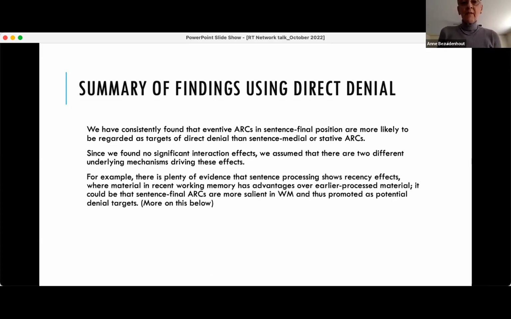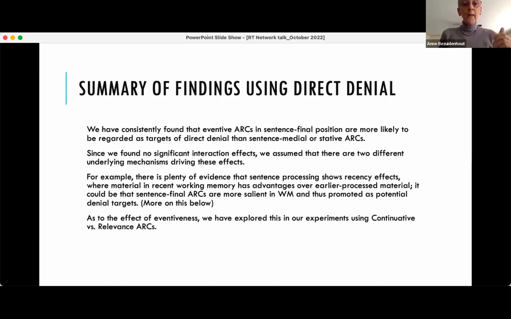So, for example, there's plenty of evidence that sentence processing shows recency effects, where material that's in recent working memory has advantages over earlier processed material. So it could just be that sentence final arcs are more salient in working memory and promoted as potential denial targets. I'll say a bit more about that below.